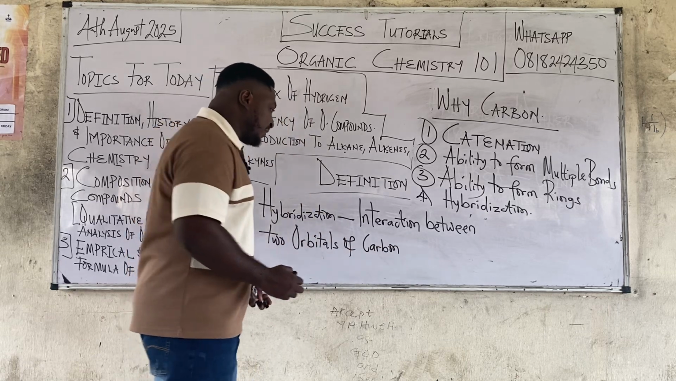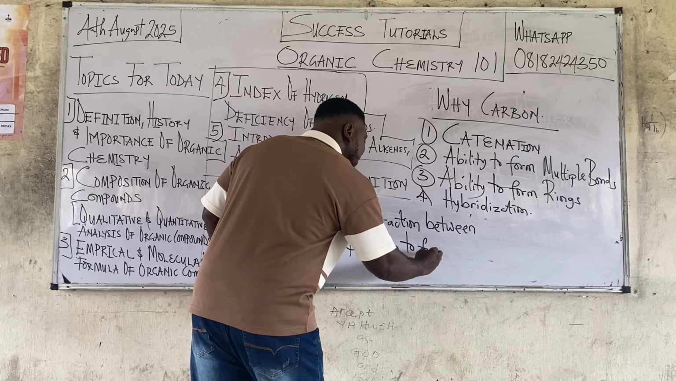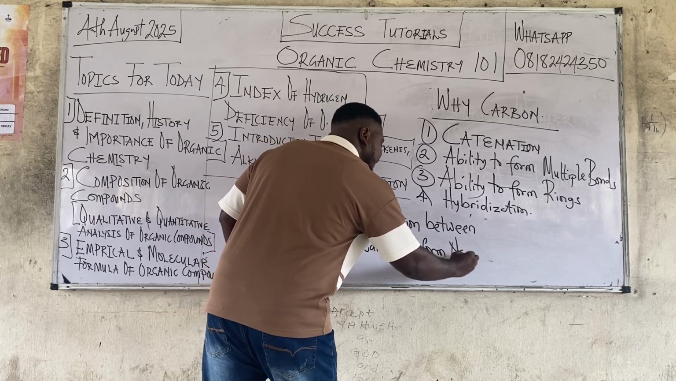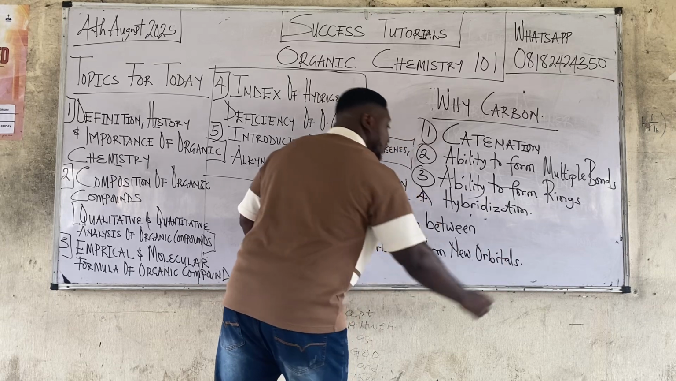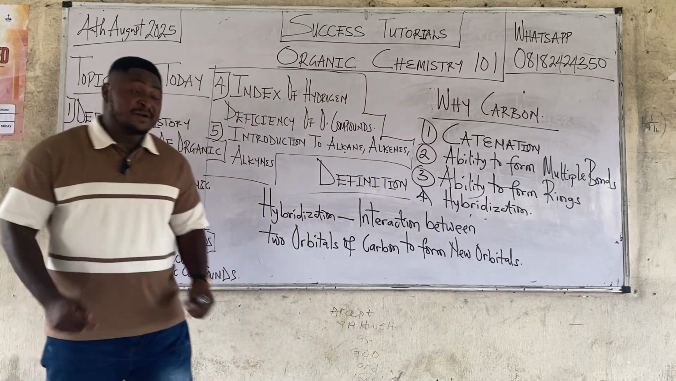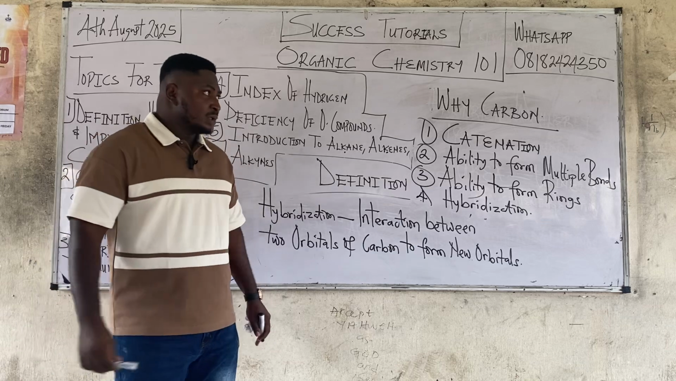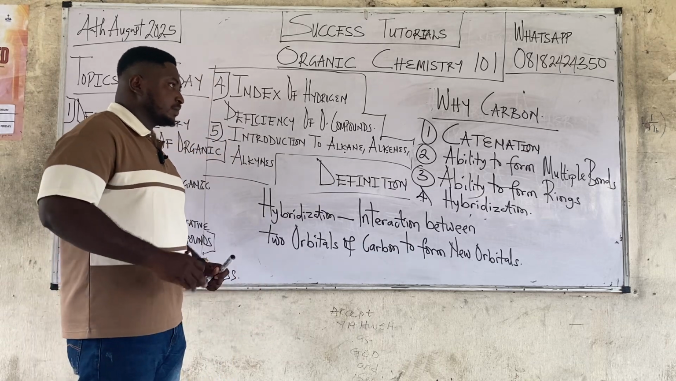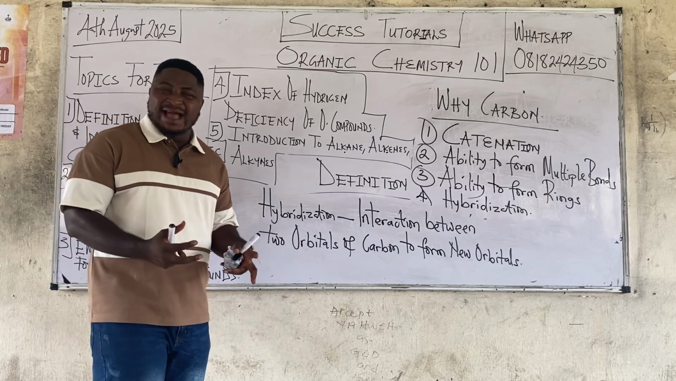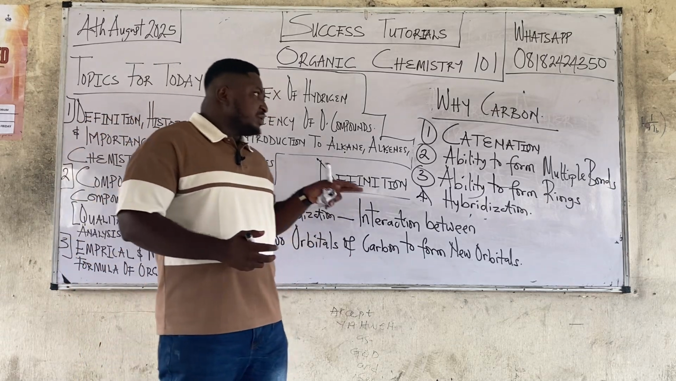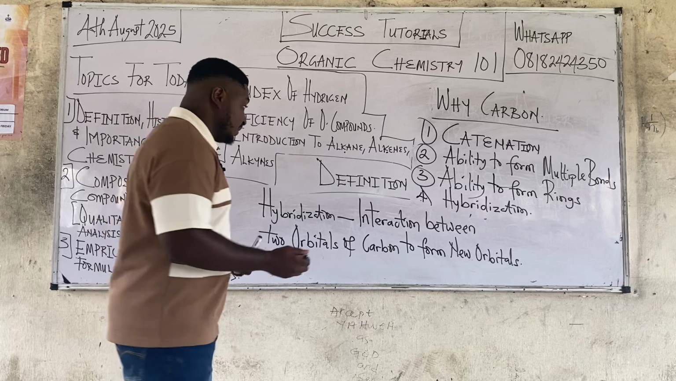Interaction between 2 orbitals of carbon to form equivalent new orbitals. Interaction between 2 orbitals of carbon to form what? Equivalent new orbitals. So when 2 orbitals of carbon interact or mix and they form new orbitals, that's what hybridization is, class.